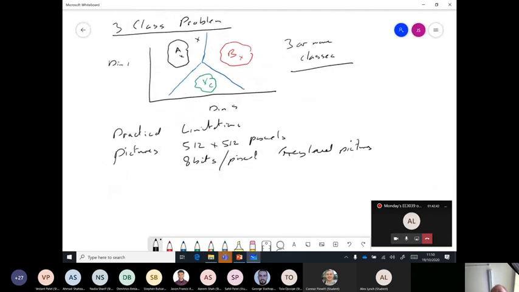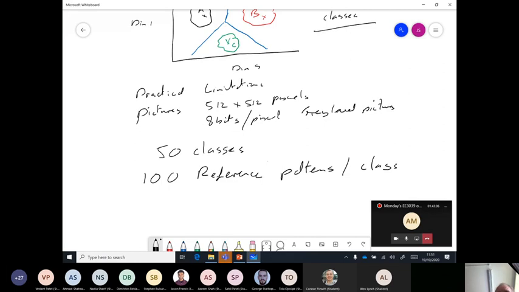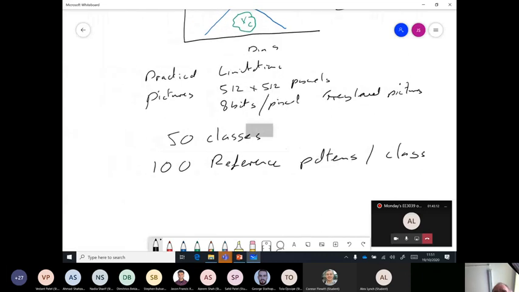Right, I've got it back now. So there's the resolution. Let's have 50 classes. Got it back, yes. Wow, this is good. And let's take 100 reference patterns per class. Quite a lot of data has to be processed to do the distance classification.